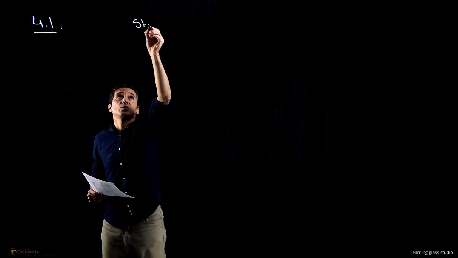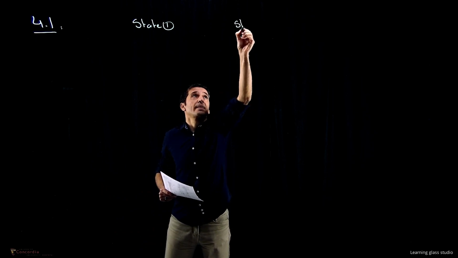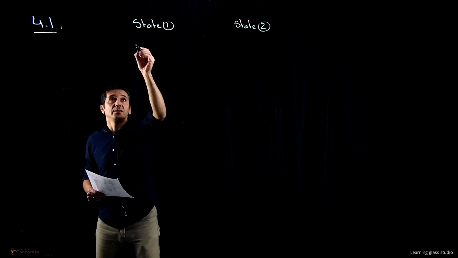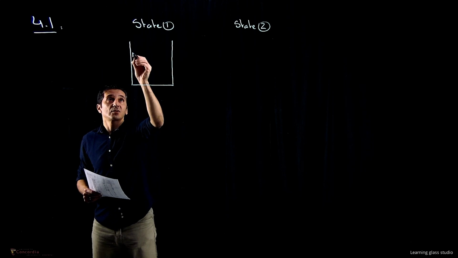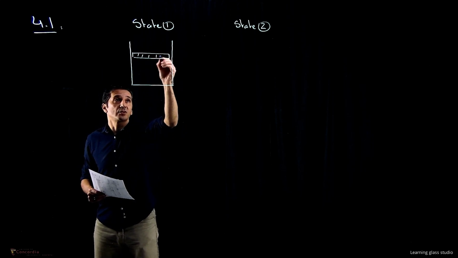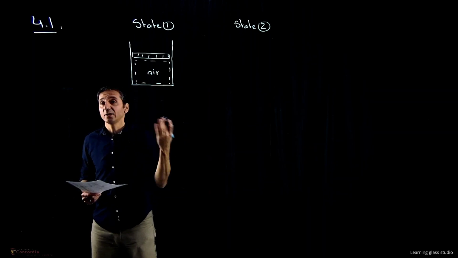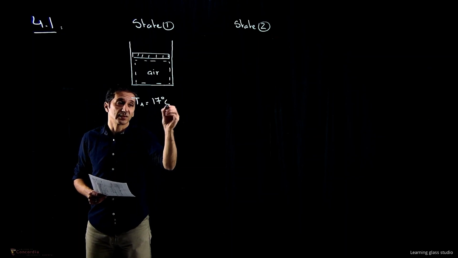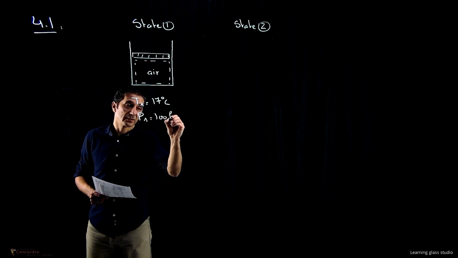And as usual, it's good to sketch the two states. So we have state 1 and we have state 2. We have a piston cylinder assembly. So the piston is at a certain position to start with. We know that we have air inside, and we are given the temperature T1 = 17 degrees C, and we are also given the pressure P1 = 100 kilopascals.